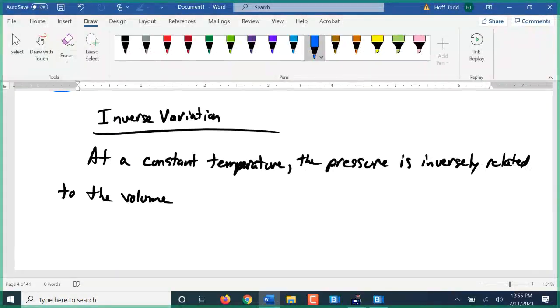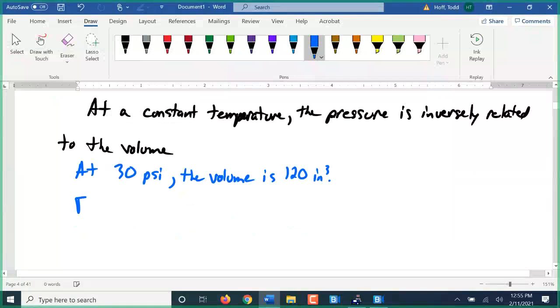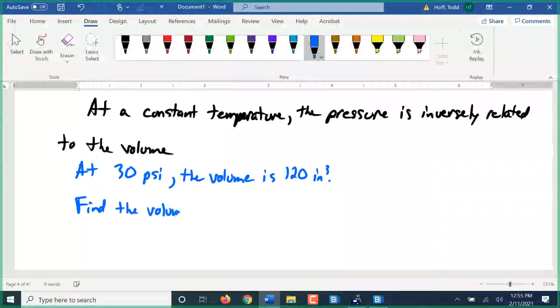So what does that mean? Let's say that we have 30 psi. The volume is 120 cubic inches. Find the volume at 40 psi.